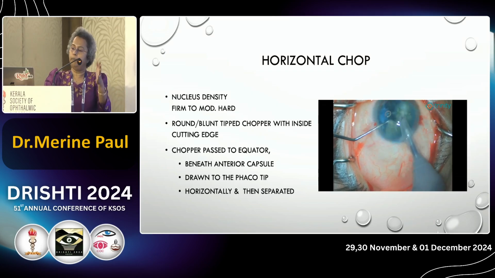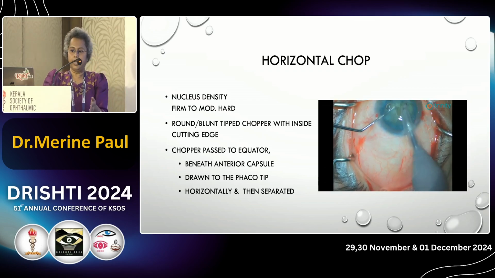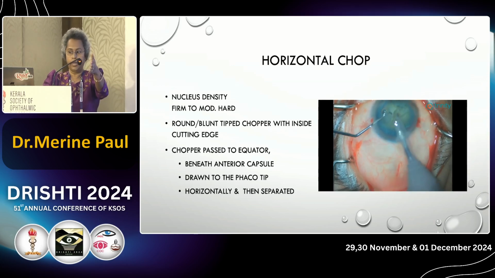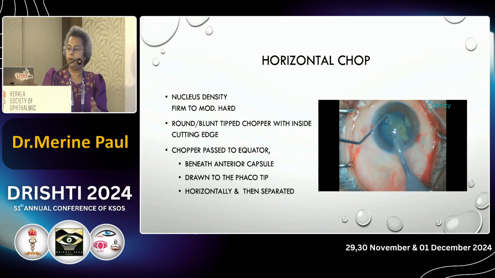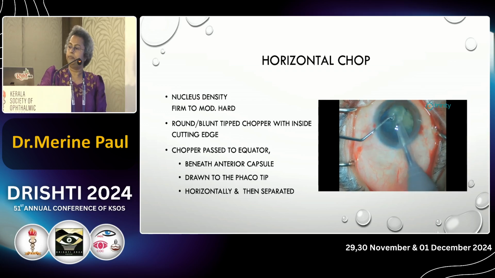You can use a blunt chopper with the inside cutting edge, and the chopper is passed to the equator and beneath the anterior capsule, and you draw it to the phaco tip. And then once it is there at the phaco tip, you horizontally separate.